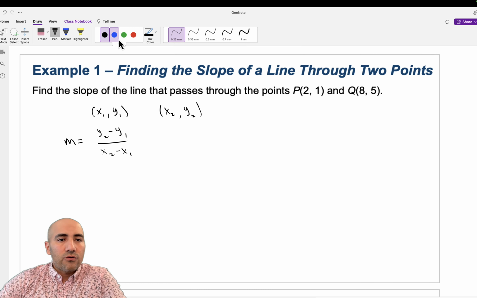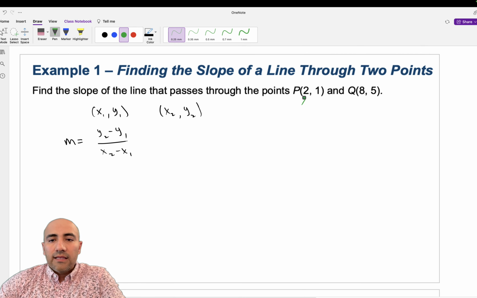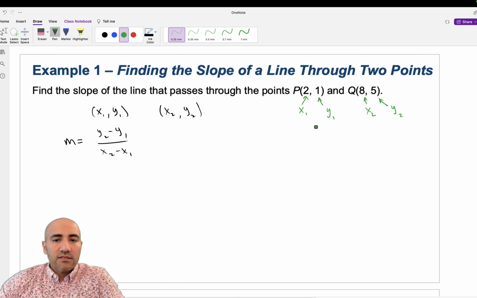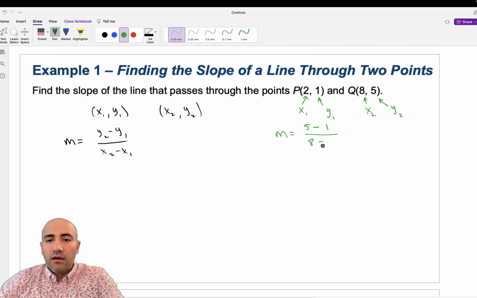Okay, so all you have to do is label these things, and it doesn't matter which is which. Just be consistent. So I'm just going to call this one x sub 1, call that one y sub 1, and call this one x sub 2, and call this one y sub 2. Okay, so with this in mind, that means that the slope is then going to be equal to y sub 2, which is a 5, minus y sub 1, which is a 1, divided by x sub 2, which is an 8, minus x sub 1, which is a 2.